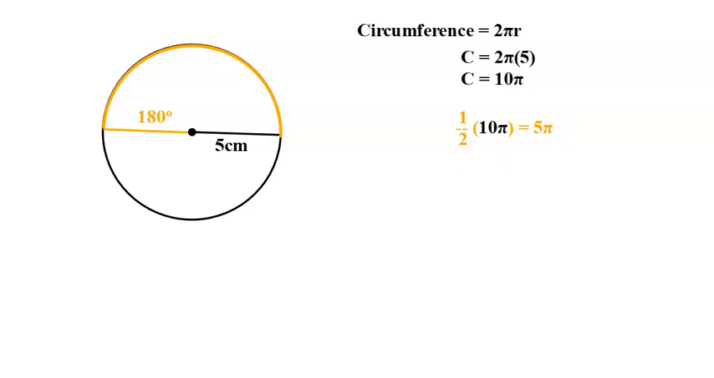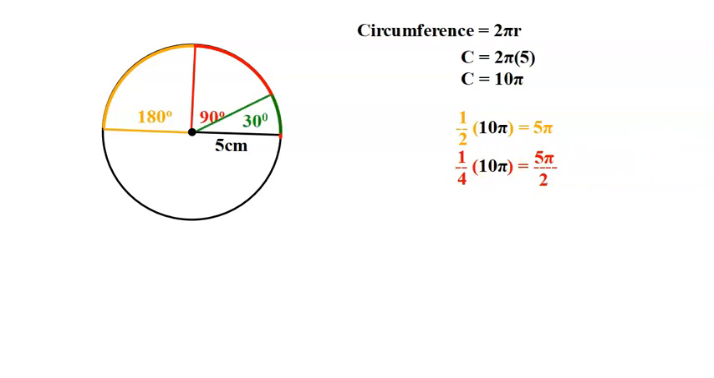Well, what if I only want a 90-degree arc? Well, again, that's just half of a half. That's just a fourth of a circle, right? So we take 1/4 times 10 pi, and that's 5 pi over 2. It's 5 halves, 2.5 pi, right? And again, I'm going to leave it like this. This is a little bit cleaner than having some great big long decimal.